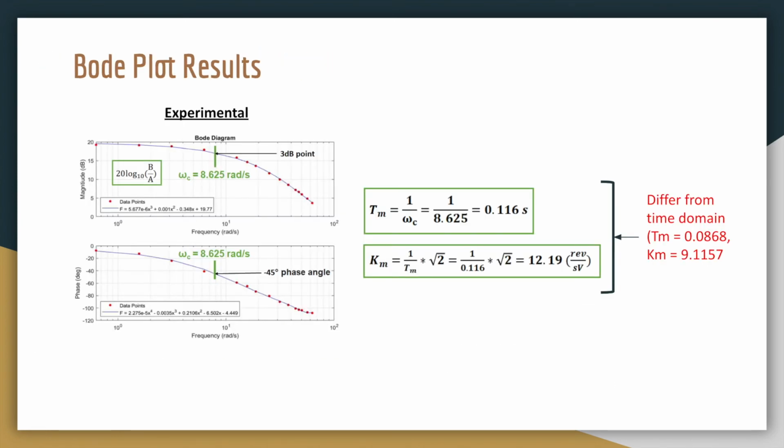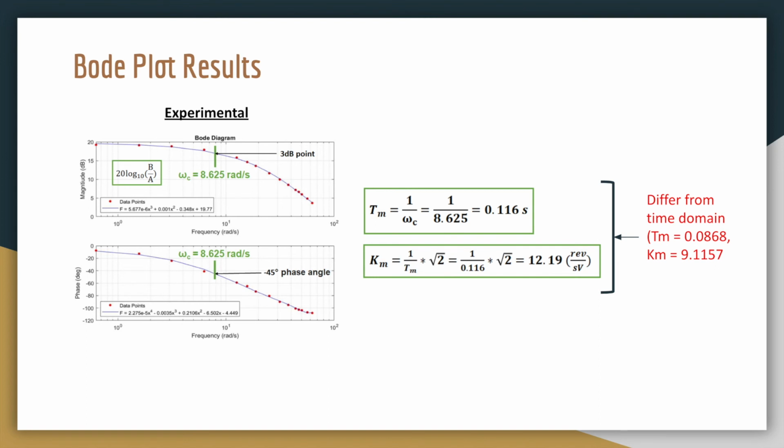So this next slide demonstrates the experimental Bode plot derived from the data in the previous slide. The corner frequency, which is located at the negative 45 degree phase angle and the negative 3 dB drop, is located to be at 8.625 radians per second. With this corner frequency, the time constant was calculated to be 0.116 and the motor constant to be 12.19, as shown in the formulas on the slide.